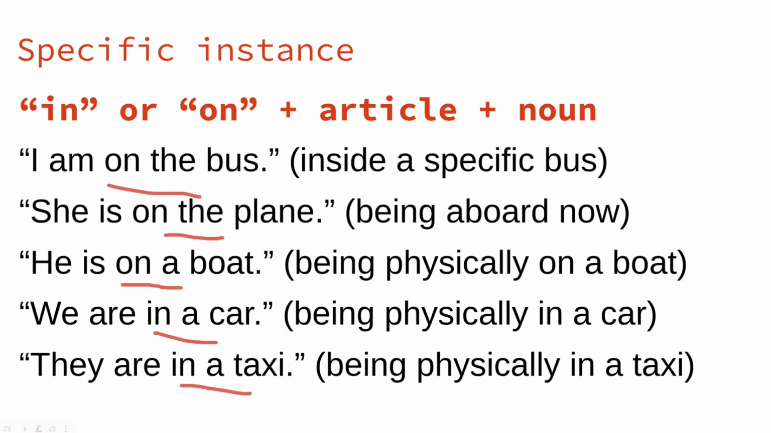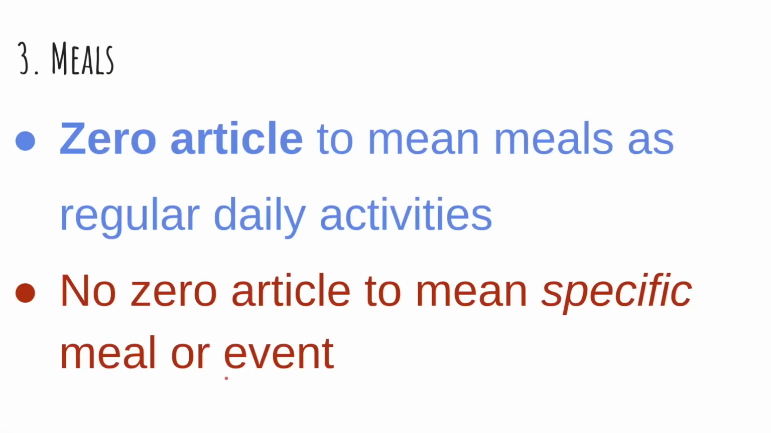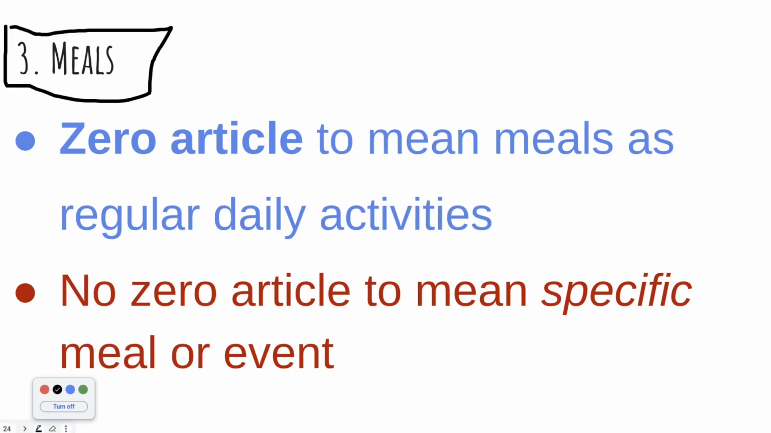Third, meals. Thirdly, meals, routine versus event. Let's now look at the third major category where we use the zero article with singular countable nouns, and that is when we talk about meals.